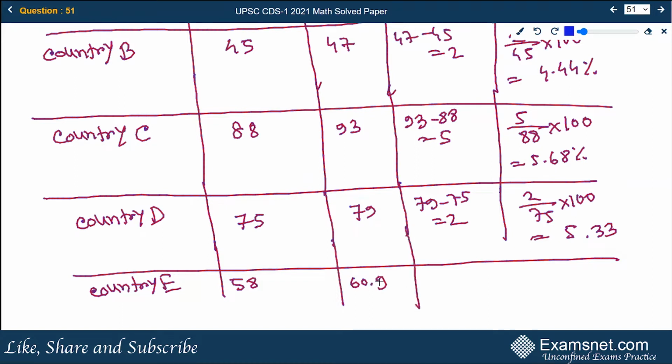60.9, so 60 lakh 9, 60.9. This is for 2016, and the change here is 2.9. So the change percentage, 2.9 by 15 multiplied by 100, is exactly 5%.